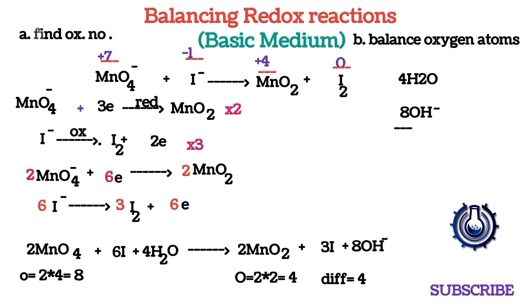That will balance the equation as it is written: 8 hydroxide ions on the right, 4 water molecules on the left, and everything in this equation is now balanced. The OH minus is what makes it a basic medium.